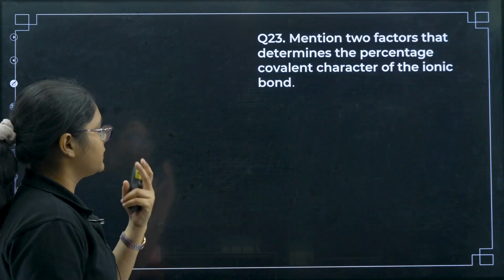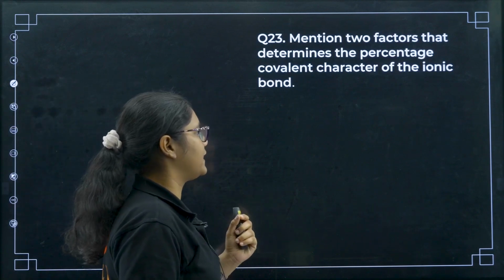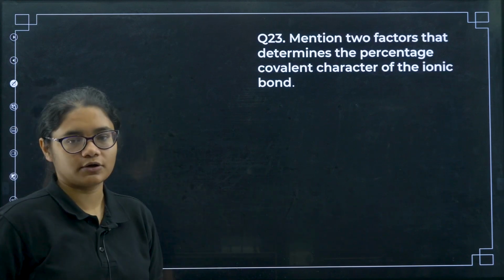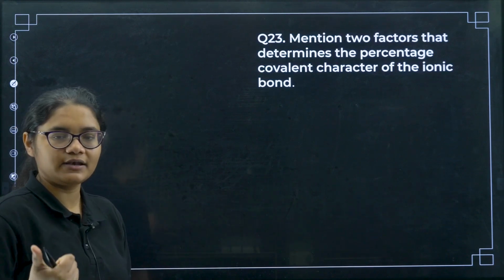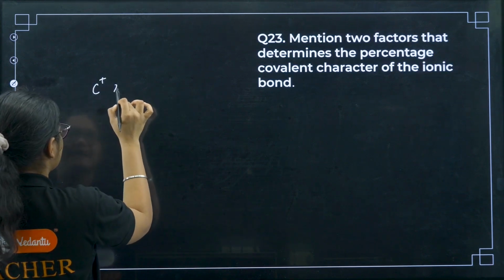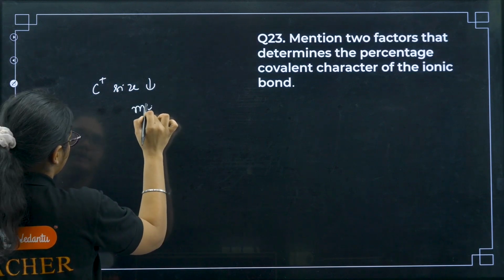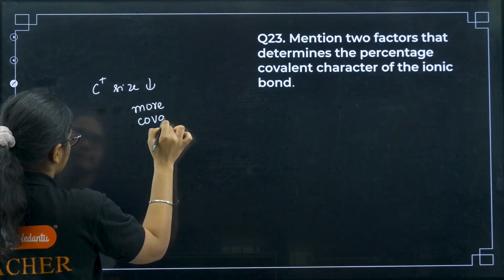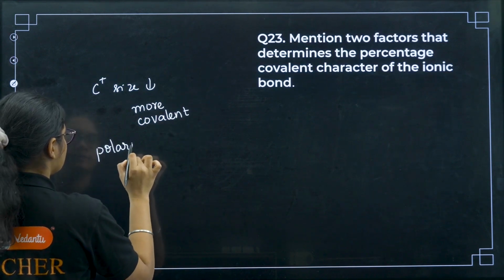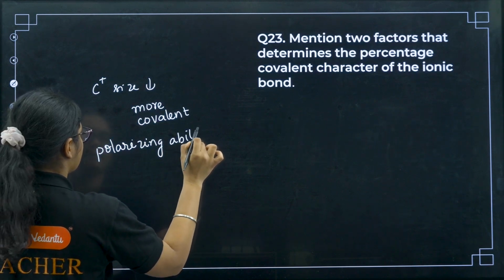Okay, moving to question number 23. Mention 2 factors that determine the percentage of covalent character of the ionic bond. So see, the 2 factors that the covalent character depends on are the size of the ion and the polarizing power. So you can see if the cation size is small, then it will have a more covalent nature. And next one is the polarizing ability of anion.